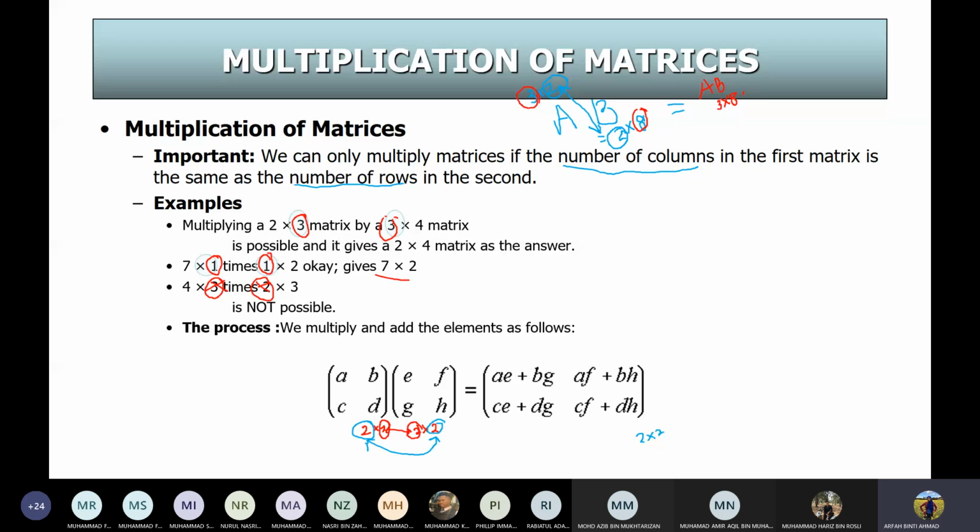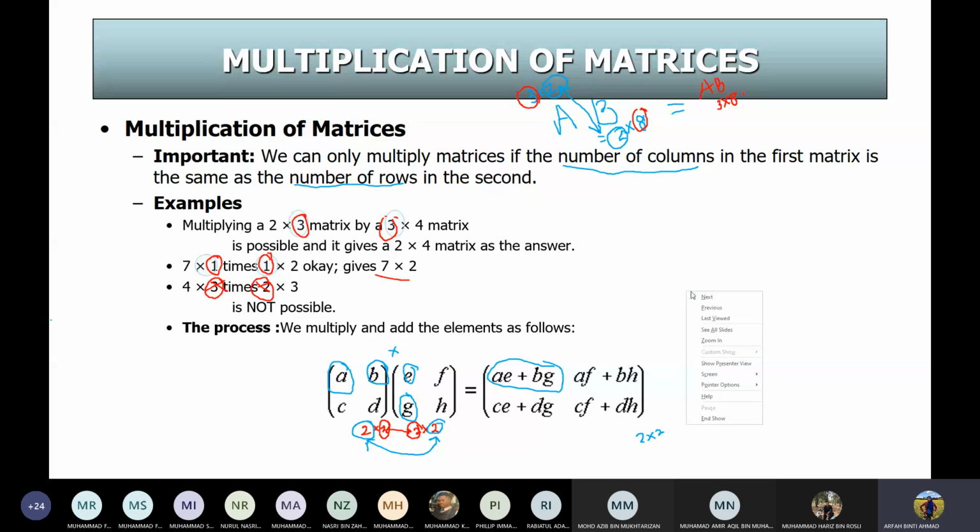So macam mana proses multiplication dia? Kita akan ambil A darabkan dengan E. Elemen pertama, baris pertama darabkan dengan matrix kedua yang terletak dekat location yang sama. Tambahkan dengan B darabkan dengan G. So you akan dapat hasil yang pertama. Maksudnya kita ambil baris pertama darabkan dengan kolom pertama dalam matrix kedua.